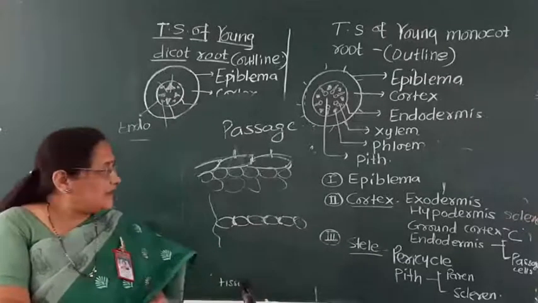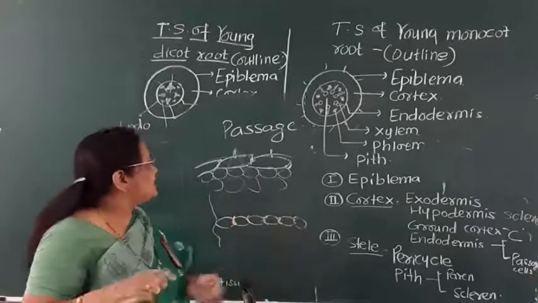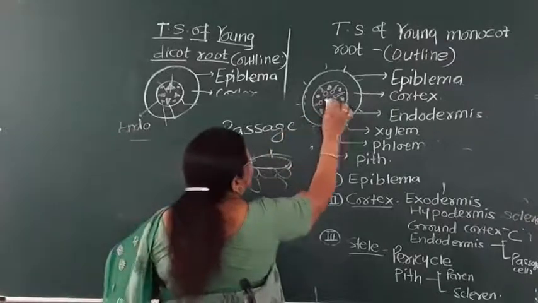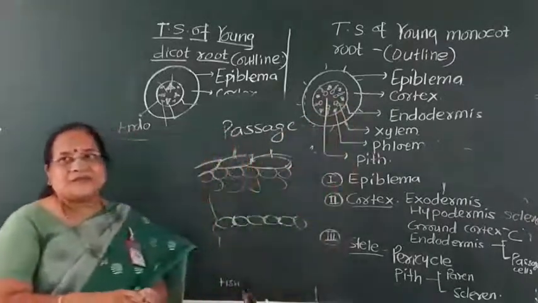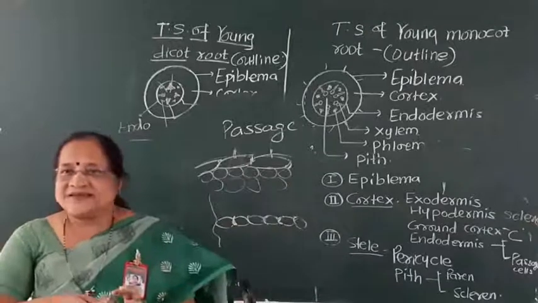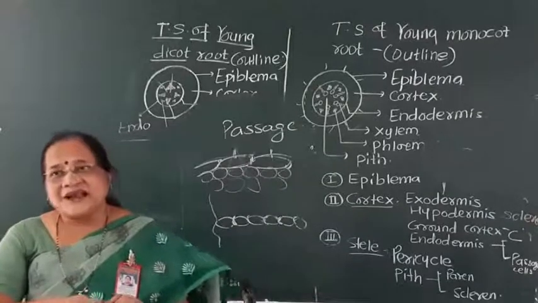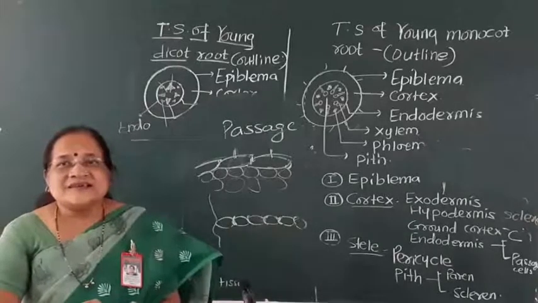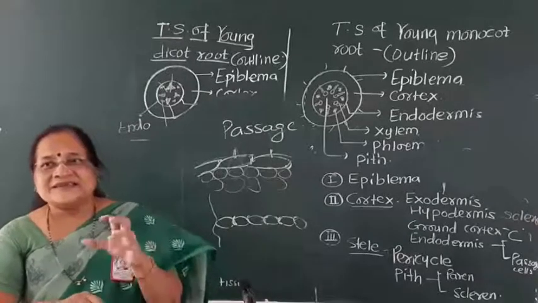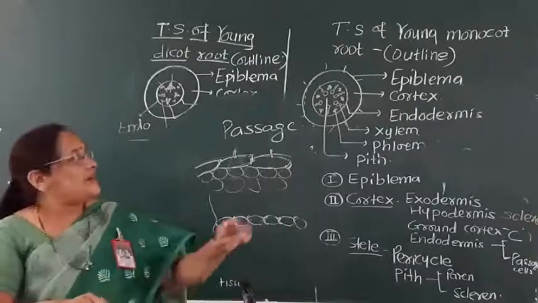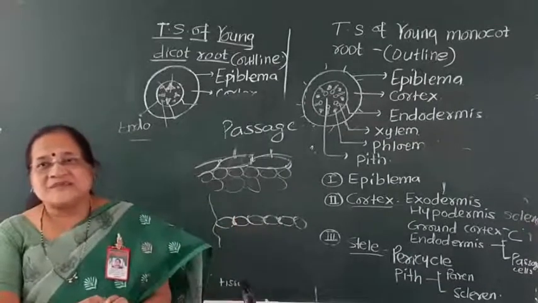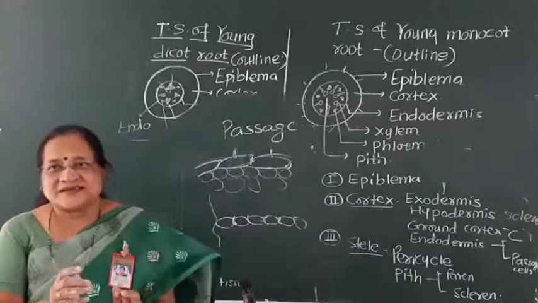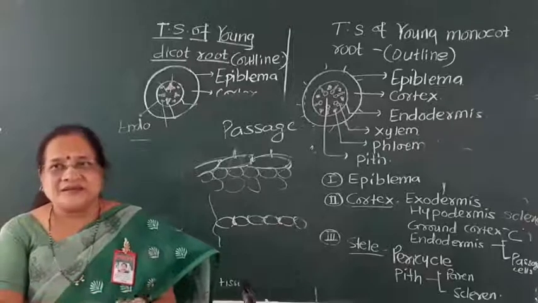Then in the center we get the presence of the pith. Pith is non-vascular tissue. It is generally parenchymatous, but at the peripheral region of the pith, below the xylem and phloem, it is sclerenchymatous. That is, in the center we get parenchyma, and in between xylem and phloem, it is made up of sclerenchymatous tissue. Again, the purpose is to give extra support or protection to that young root.